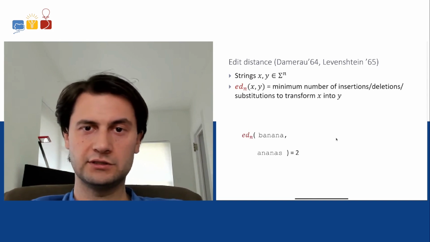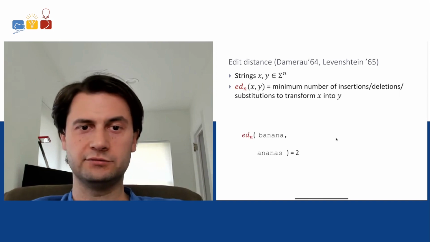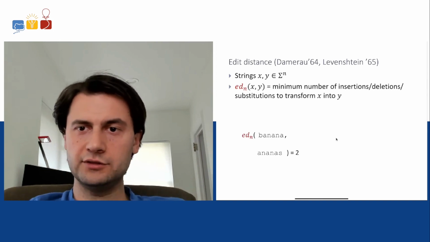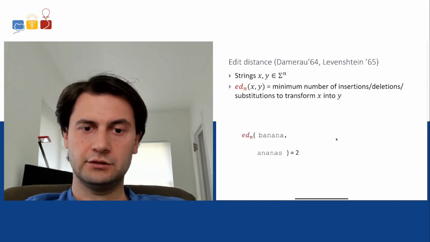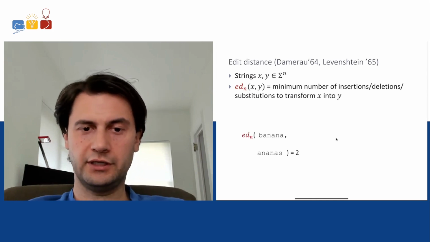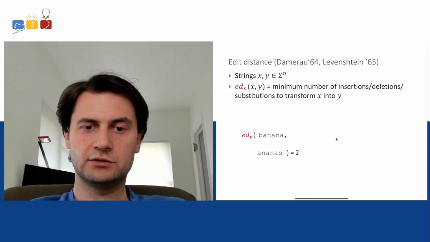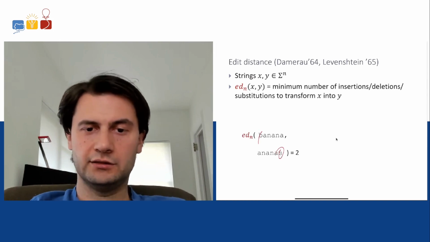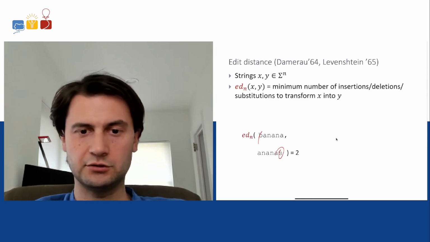This was introduced by Damerau, and this particular version is called Levenshtein distance. Here's an example. We have banana and ananas, two words, and the distance here is 2 because we can delete b from banana and insert s, and this way we transform banana into ananas.